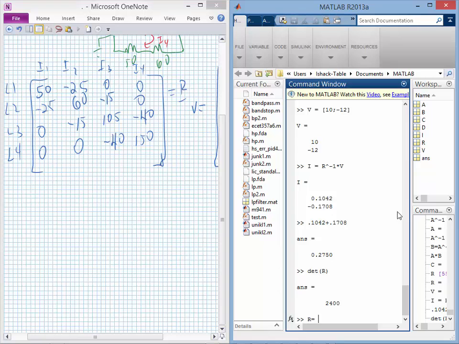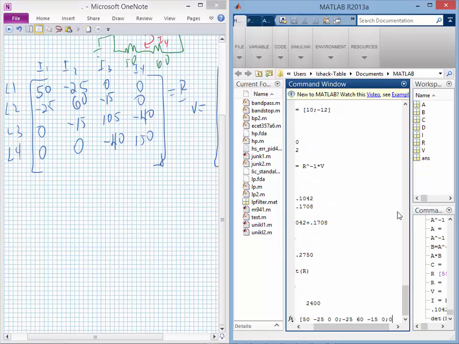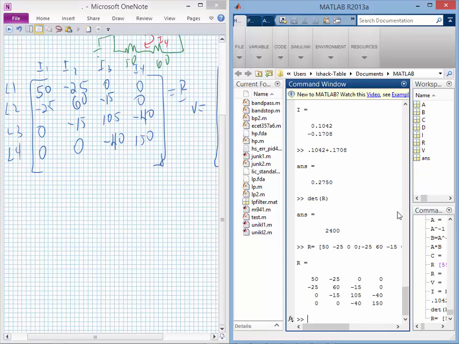So in this particular case, R is equal to bracket 50, minus 25, 0, 0, semicolon, minus 25, 60, minus 15, 0, semicolon, 0, minus 15, 105, minus 40, semicolon, 0, 0, minus 40, 150. And thank you so much for correcting my mistake, because I have had classes where students do not correct my mistake. I get all the way to the end, and I get the wrong answer, and all right, why? And, well, you made a mistake back here. Correct me when I make the mistake.